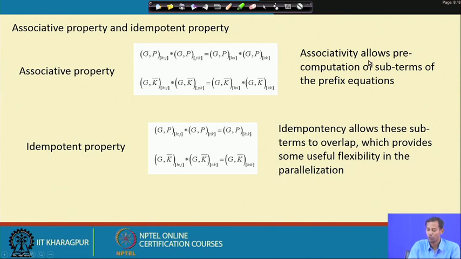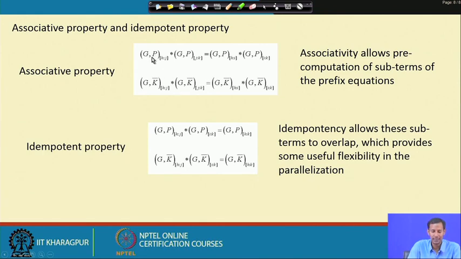Okay. So, the associativity allows pre-computation of subterms of the prefix equation, whereas this idempotency allows these subterms to overlap, which provides some useful flexibility in the parallelization of the corresponding circuit. Okay. So, that means we can now define this associativity property.